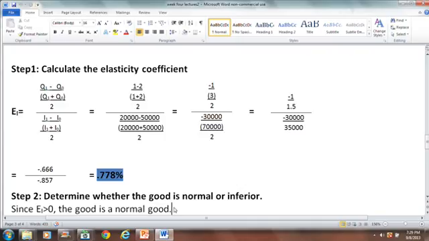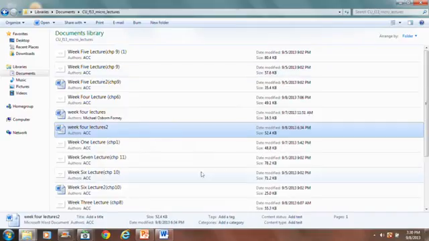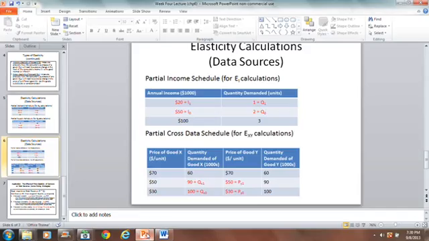Okay, so for income elasticity of demand, 2 steps. Calculate the coefficient. If the coefficient is positive, say the good is normal. If the coefficient is negative, say the good is inferior. And that's it. That's all it does. Alright, let's look at the last one. The last one we'll look at is cross elasticity of demand.